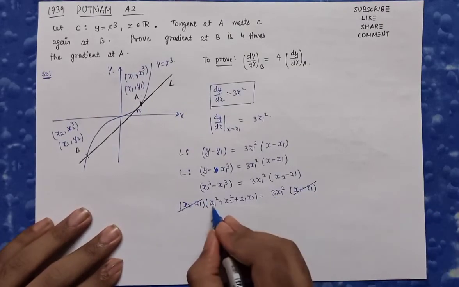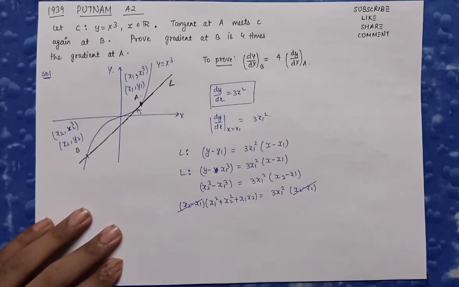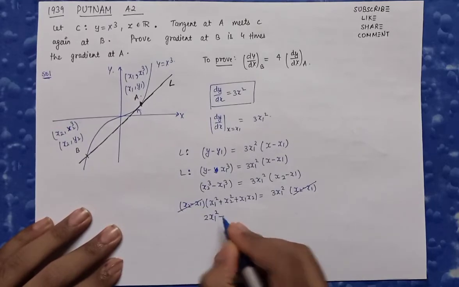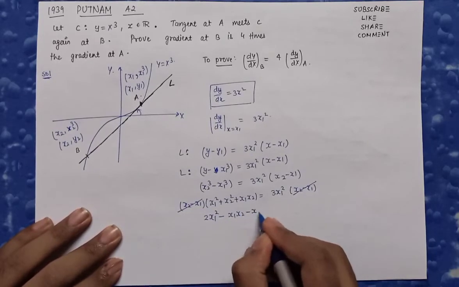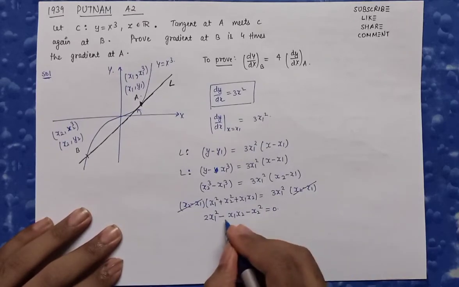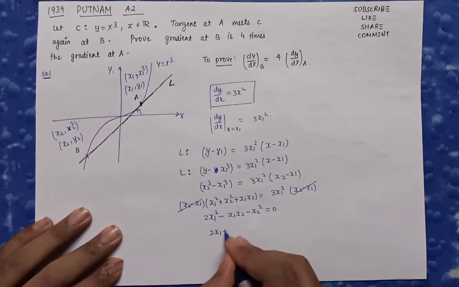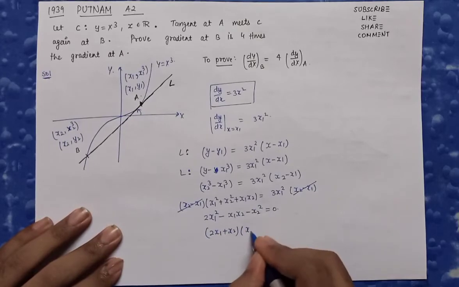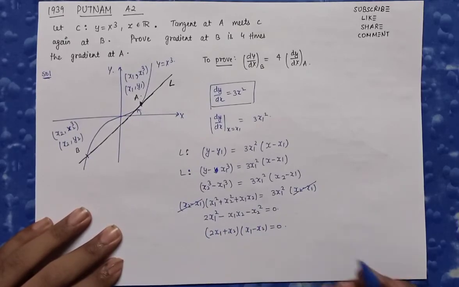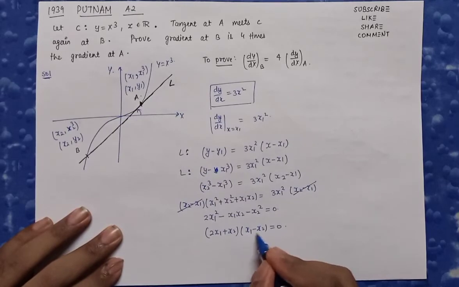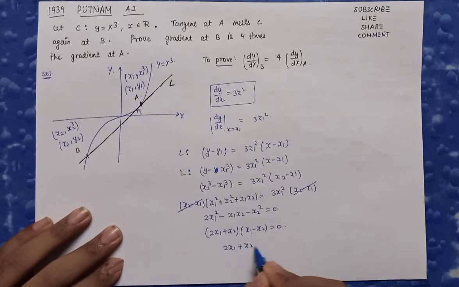Now let's take everything from the left-hand side to the right-hand side. Then what I will get is 2x1 squared minus x1 x2 minus x2 squared equals 0. Now I am just going to factorize it: 2x1 plus x2 multiplied by x1 minus x2 equals 0. Once again, with the same logic that x1 minus x2 can't be 0, I will cancel it out and I will get 2x1 plus x2 equals 0. So x2 equals minus 2x1.